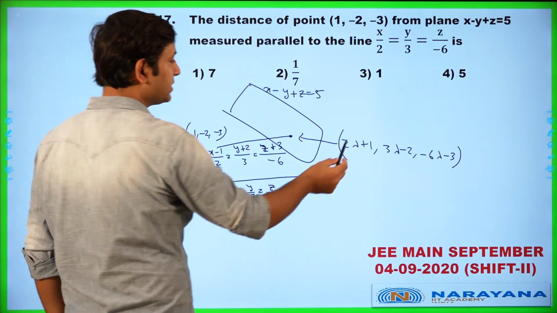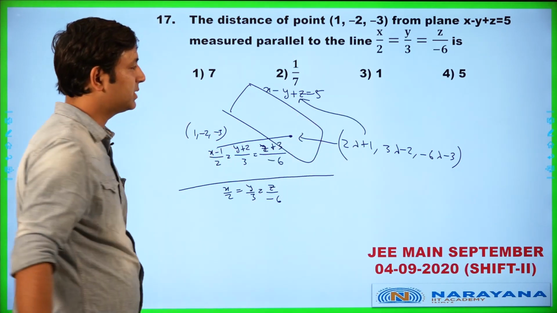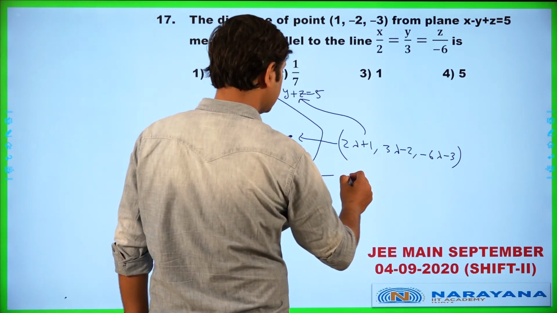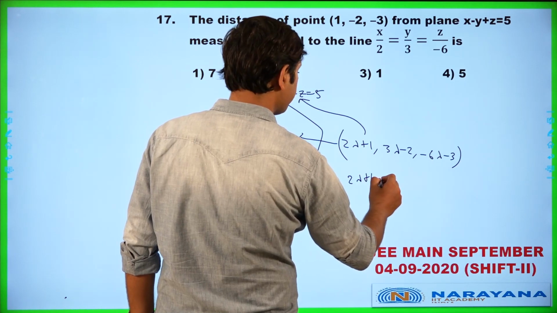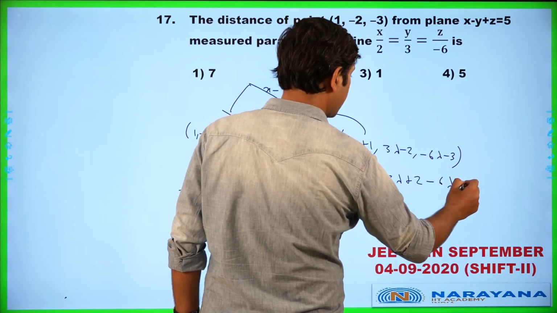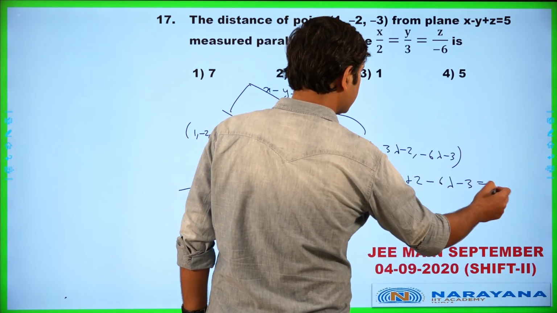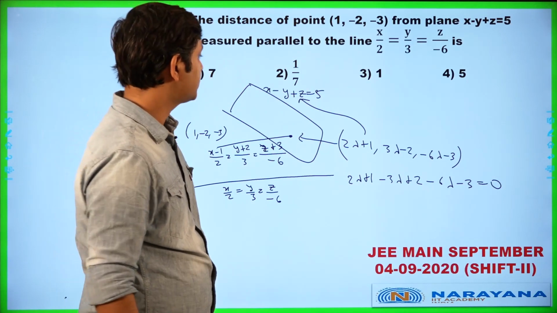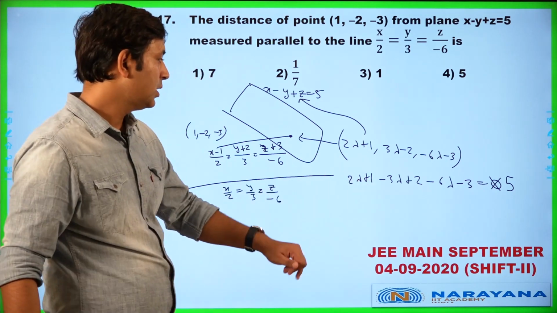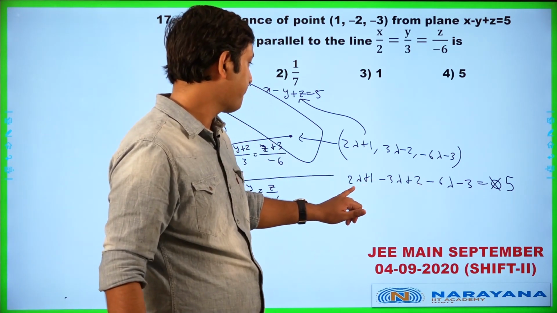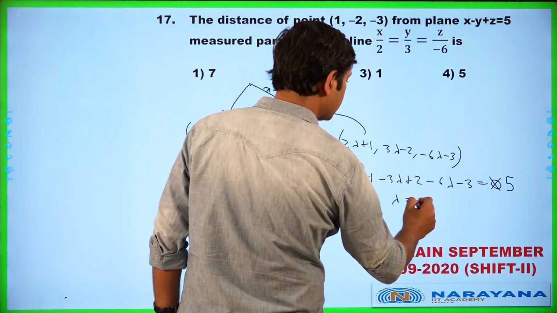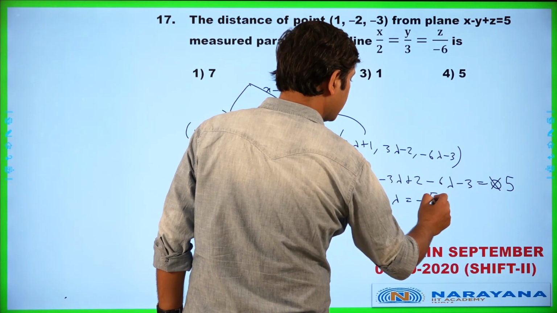And this point will be lying on this plane, so this point must satisfy x minus y plus z is equal to 5. Putting that, 2 lambda plus 1 minus 3 lambda plus 2 minus 6 lambda minus 3 must be equal to 5, not 0, it should be equal to 5. Finding that out, we know minus 7 lambda is equal to 5, so lambda is equal to minus 5 by 7.